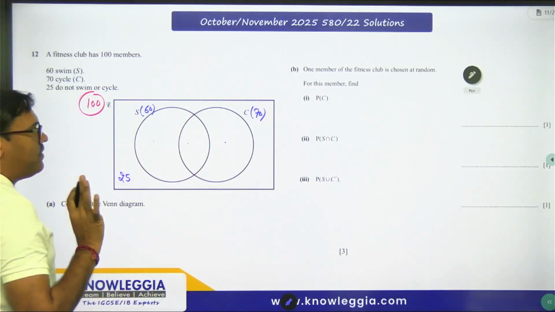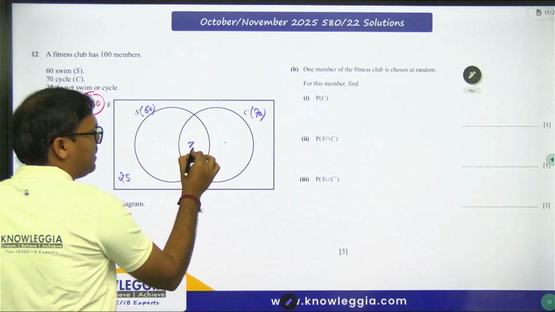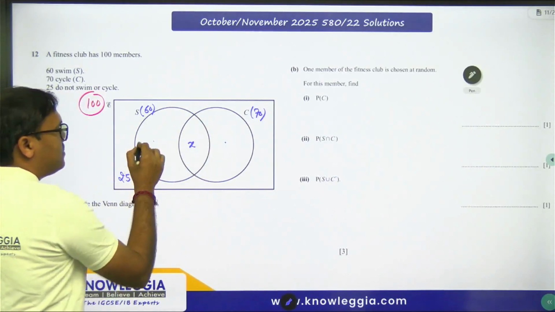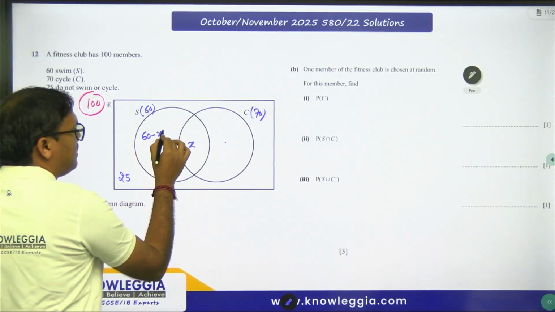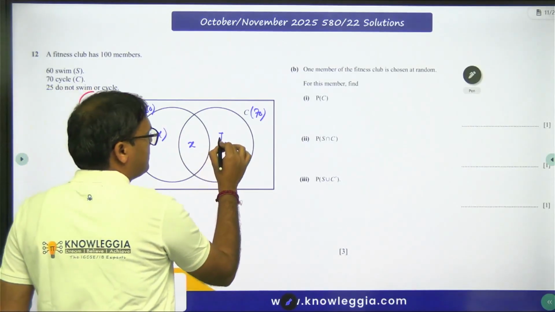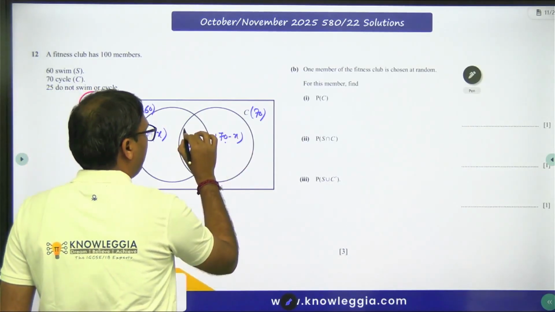So this is 25 we have, right? So let's say this is x, that is the intersection, S intersection C. So what is this? This is 60 minus x. And what is this? This is 70 minus x. What is x? x we have assumed this.